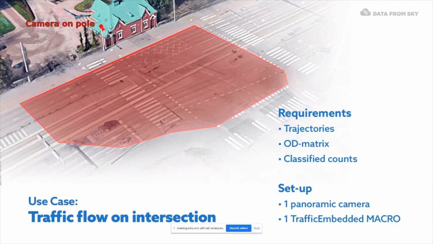So all of that we can help you to answer, as in this example, where the requirement was to receive real-time classified counts and turning movements. And here we have created a solution only with one panoramic camera and one embedded macro unit, which can actually analyze the whole red area, as you can see.